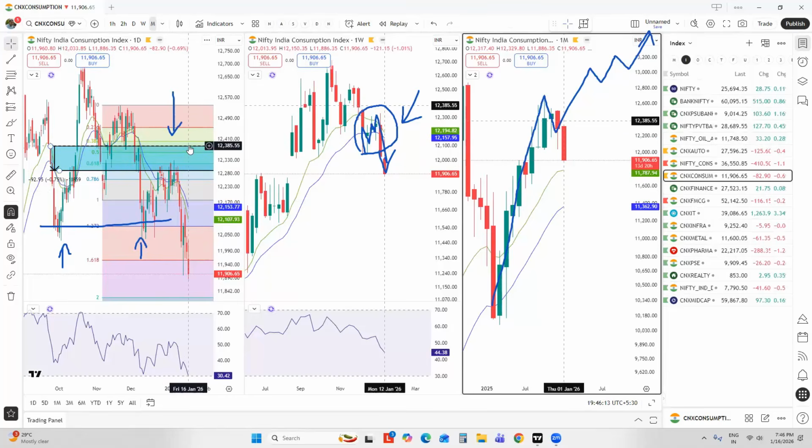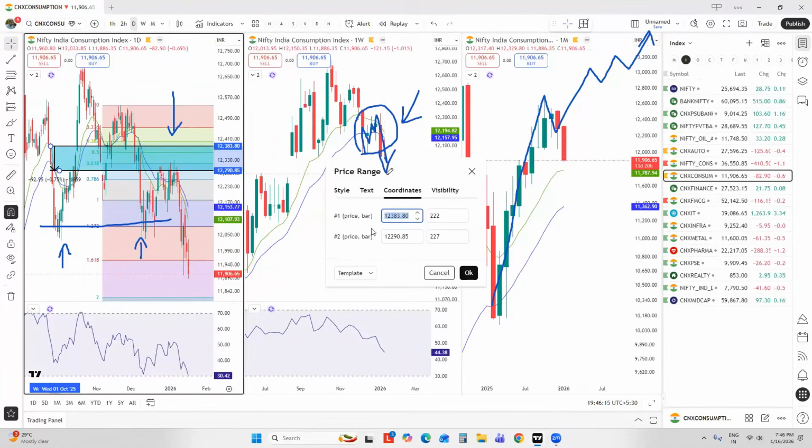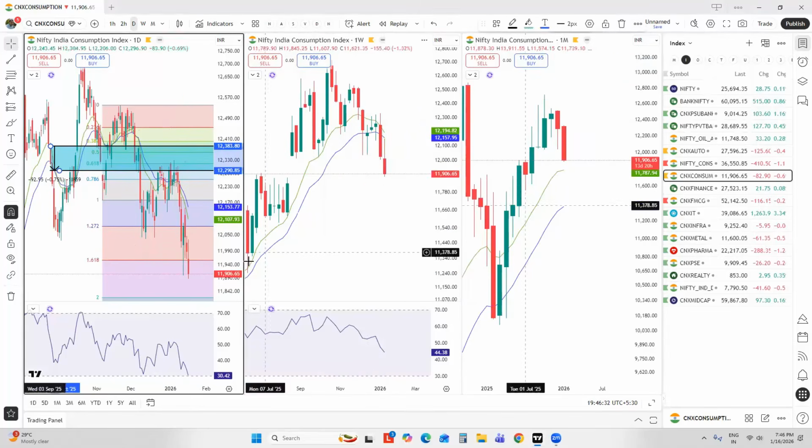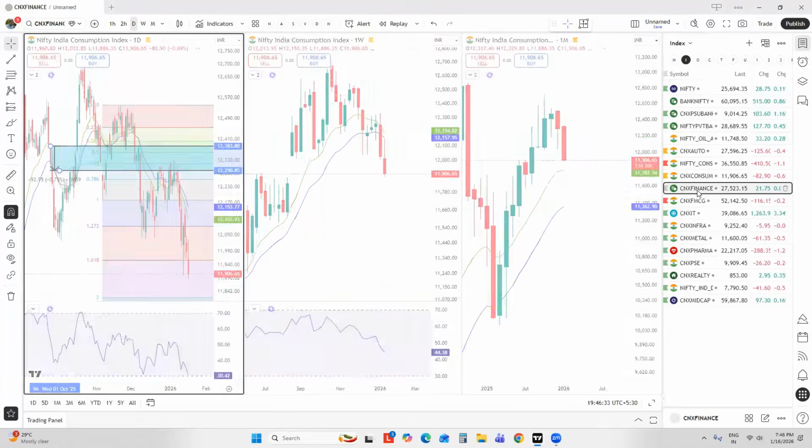In this zone, we tried to bounce multiple times, and I had been saying many times in my previous weekly sectoral analysis videos that in case the consumption pack wants to go higher, then it needs to surpass 12,383 and 12,290-91, which has not happened. It did not happen, right? Price could not go above it. If it would have surpassed, then things would have changed. So that is the reason, my friends, this is also a weaker sector.